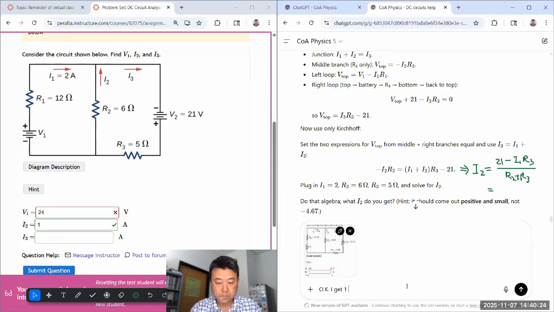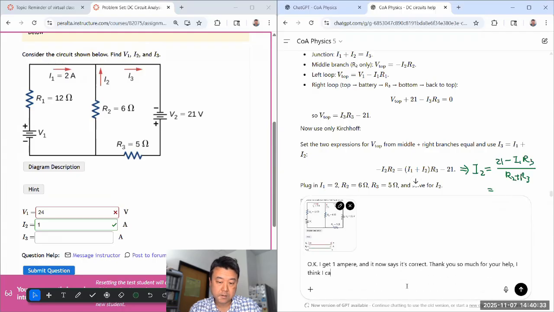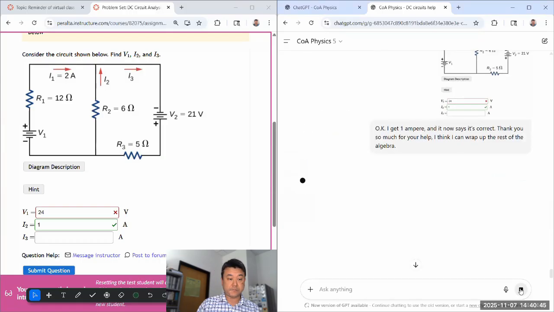Okay, I get 1 ampere and it now says it's correct. Thank you so much for your help. I think I can wrap up the rest of the algebra. And it's actually done pretty well. It hasn't done some of the other behavioral stuff that I thought I would need to fix in this session. It might have to do with how I set up the session. In the past, I always started the session with just the image. That might have put things on the wrong footing, possibly.